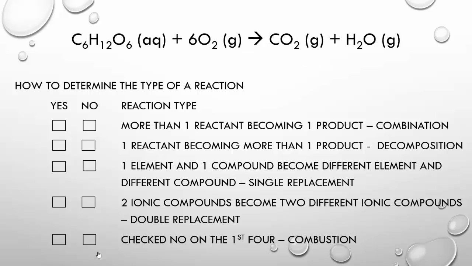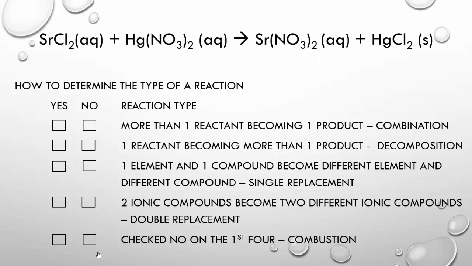Let's take a look at this one. We have more than one reactant becoming one product. No. We got two products. One reactant. No. We have two reactants. One element. Yes. And one compound. Yes. Becoming a different element. There's no single element by itself on the product side, so this is a no. Two ionic compounds. No. Both of the compounds on the reactant side are covalent, so that's a no. Did we check no on the first four? Yes, we did. This is a combustion reaction.